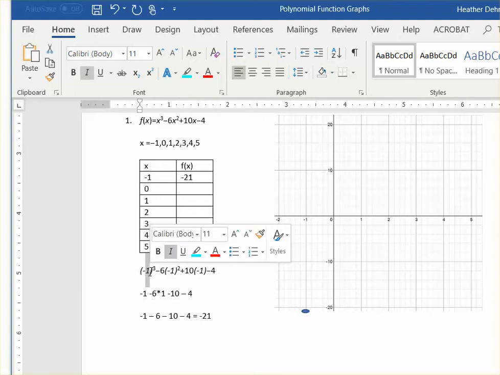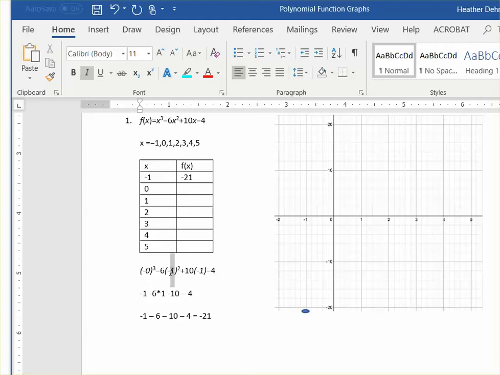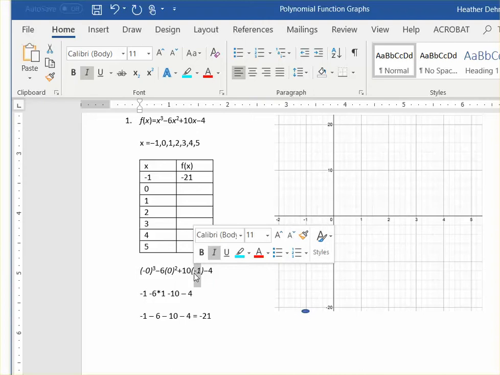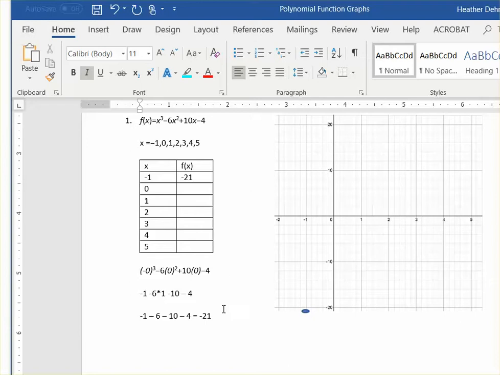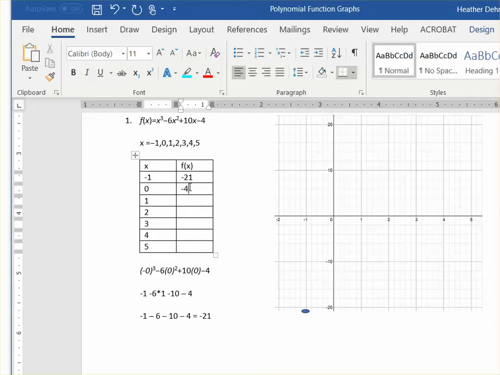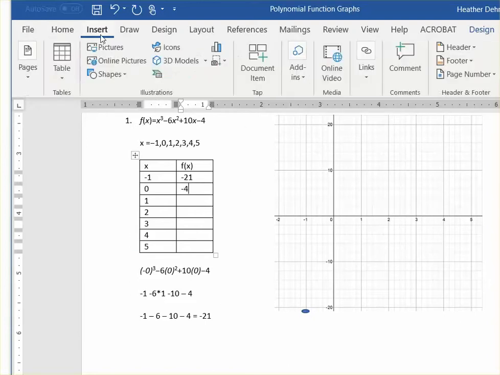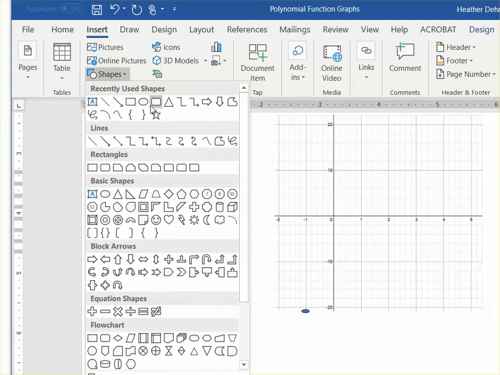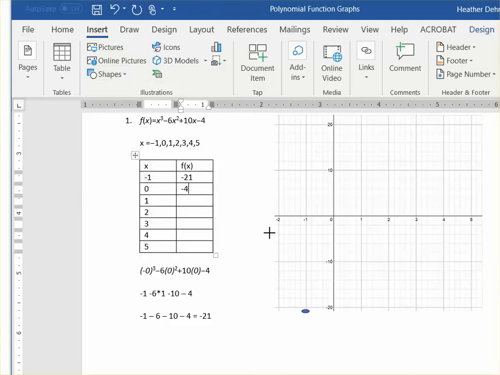And then I'll do the same thing, except I want to change all of these to 0. This will be an easier one to simplify, because all the zeros make it much easier, because anything times 0 is 0. So 0 cubed is 0, minus 6 times 0, plus 10 times 0. All I'm left with is -4. So for my next point, I'm going to insert another shape. Same thing. And this time I need a point at 0, -4.